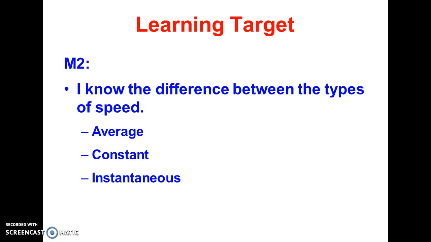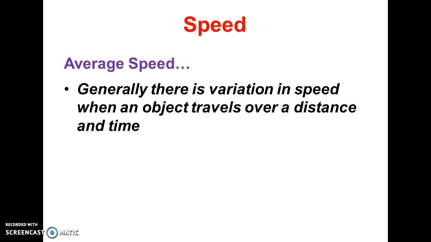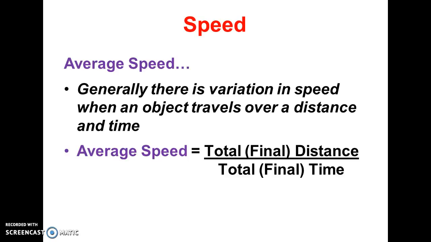Learning target number 2 is to know the different types of speed. First one to know is average speed. Average speed is what we've been calculating when we use the equation. Generally there's going to be a variation in speed. Sometimes you're going to be going a little bit faster, sometimes a little bit slower. If you take the total distance divided by the total time, that will give you the average speed.